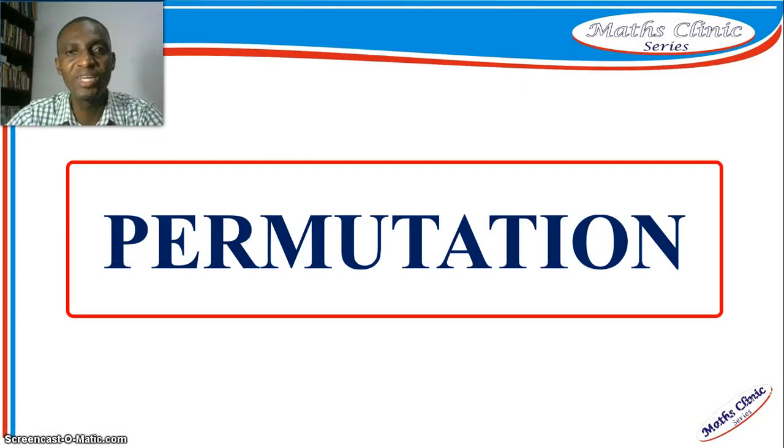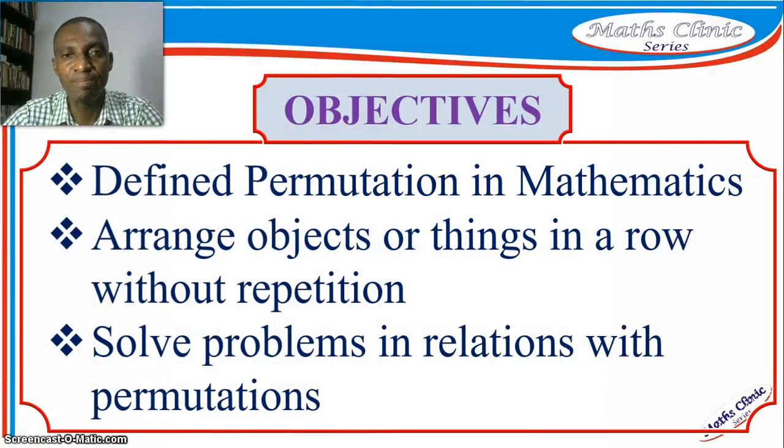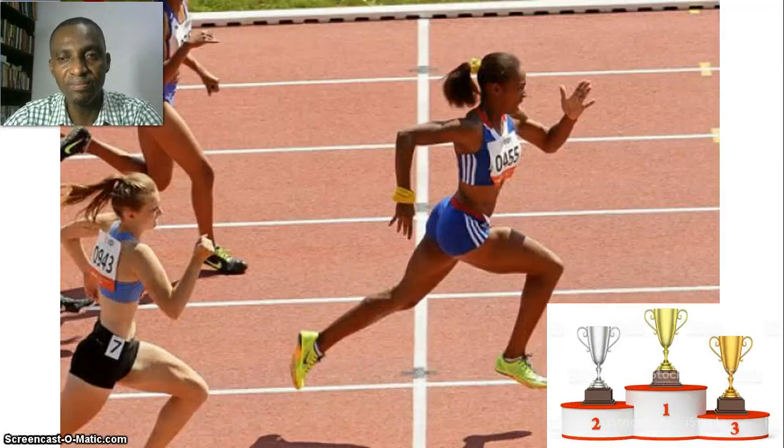In this video, we are looking at the series of permutations. In the previous video, we did the introductory aspects of permutations and combinations, and here we want to start with permutations. By the end of this part of the video, you should be able to define permutation in mathematics, arrange objects or things in a row without repetition, then solve a few problems in relation to permutation without repetition.